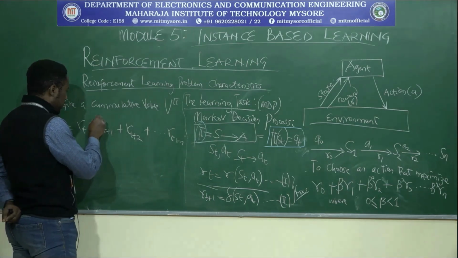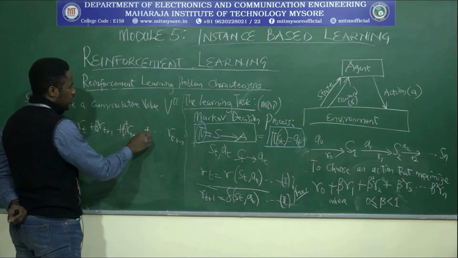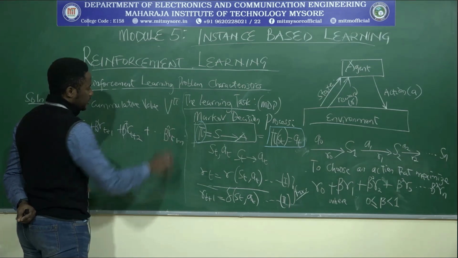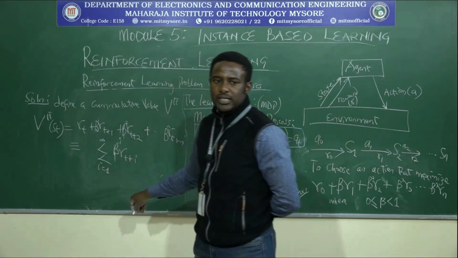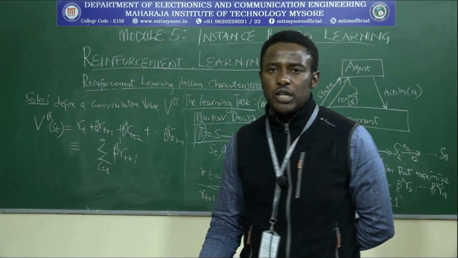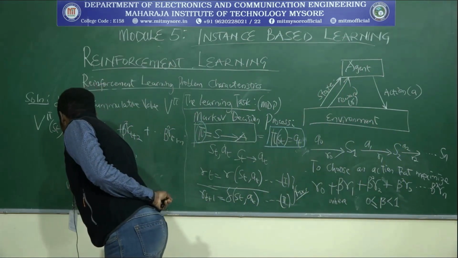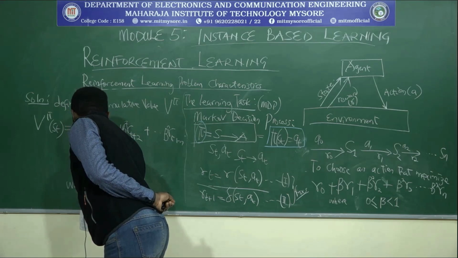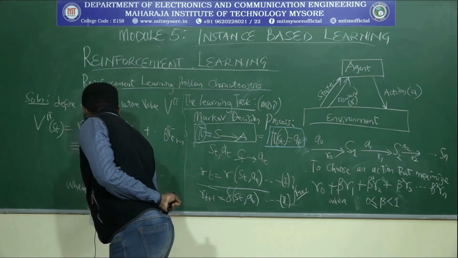So this is beta raised to power 1, this is beta raised to power 2, and then we continue to beta raised to power n, going from the reward at the present state, including the next states. And that is it. We notice that this will hold true provided that this beta lies between 0 and 1.